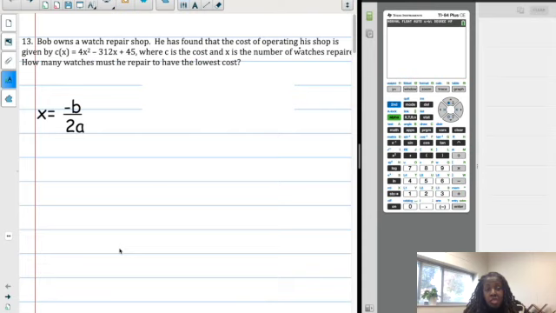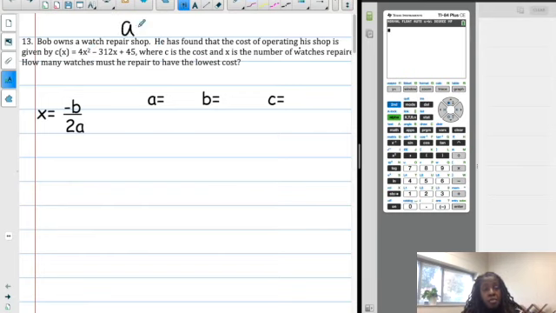Now, where in the world are this b and a coming from? They come from the quadratic equation that we have. So let's identify the parts that are a, b, and c, and then get to solving this problem. Remember that the general form of a quadratic is ax squared plus bx plus c. With that being said, it should be very easy to identify these individual parts. So a is definitely going to be 4. b is going to be negative 312. And c is going to be 45.